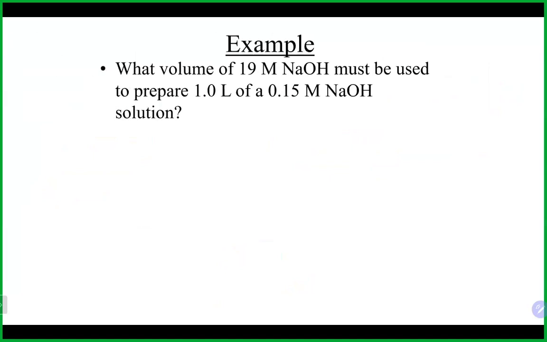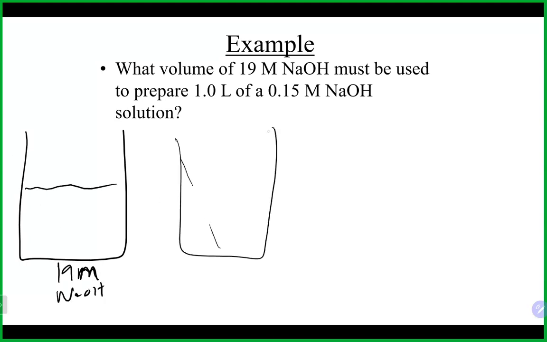So let's take a look at one here. What volume of 19 molar sodium hydroxide is required to prepare 1 liter of 0.15 molar sodium hydroxide solution? So what we got going on is we have a bottle over here that is 19 molar sodium hydroxide. And we want to make a new container that has a volume of 1 liter, or that's basically 1,000 milliliters, right? And a molarity that is 0.15 molar. So we could use our M1V1 equals M2V2.